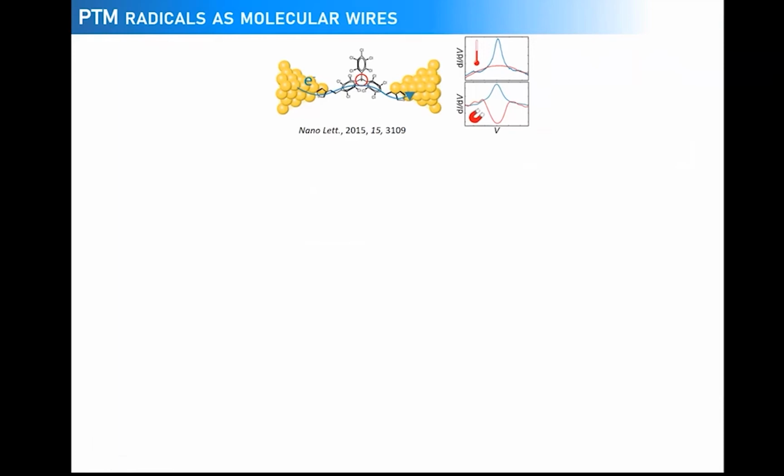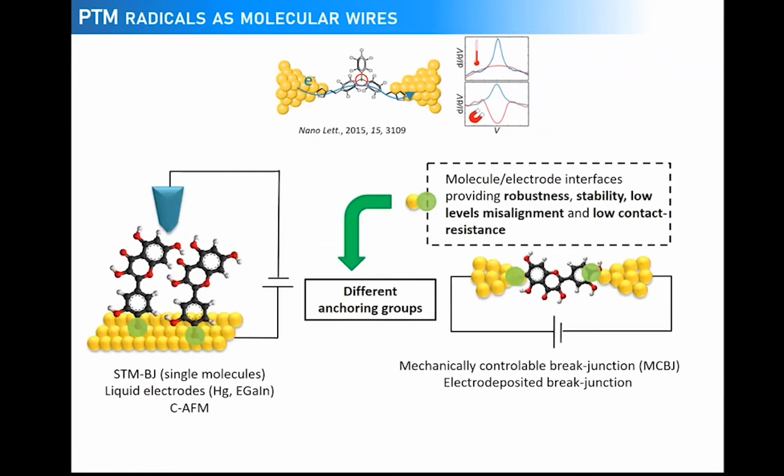And after that, we thought we could try to improve the performance of these junctions, mainly the reproducibility and the stability. So we thought to change the anchoring group. In this work here, we use this thiophene. But of course, it's very widely known that the group you use to anchor the molecule on the surface can change the robustness and the stability. You can modulate and decrease the level misalignment, and of course try to improve and decrease the contact resistance.